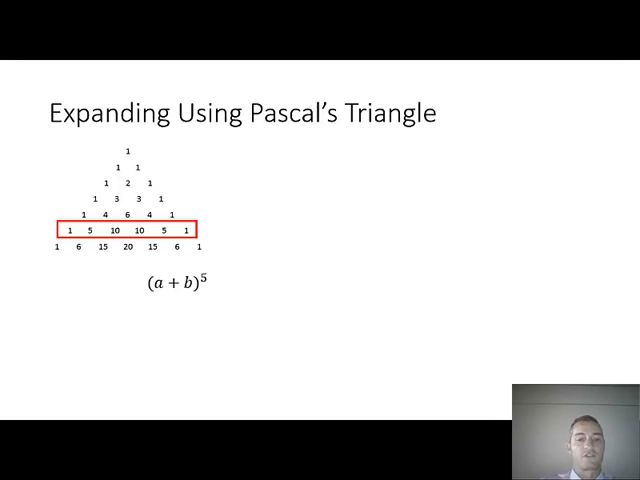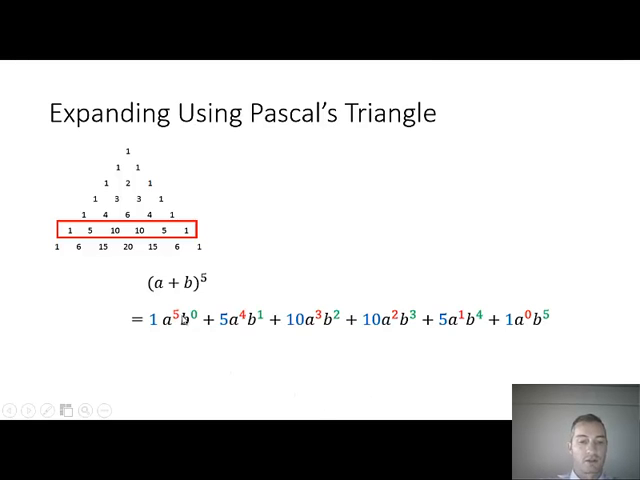So instead, we can use Pascal's triangle. So again, looking at a plus b to the power of 5, we draw Pascal's triangle. Because it's to the power of 5, we look at the 5th row in order to get our coefficients. So the first thing we do is we can write down the coefficients of our terms, and next we can fill in the a and b parts of our terms. Now that looks reasonably confusing.